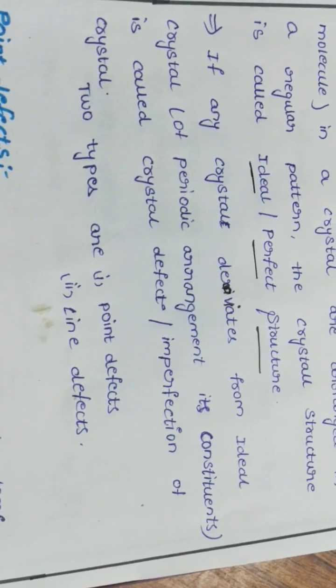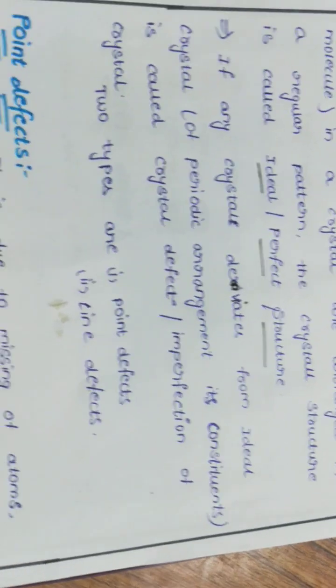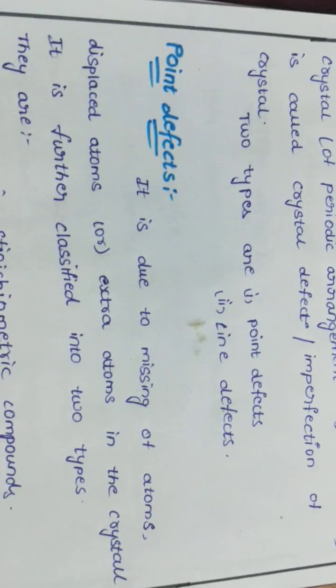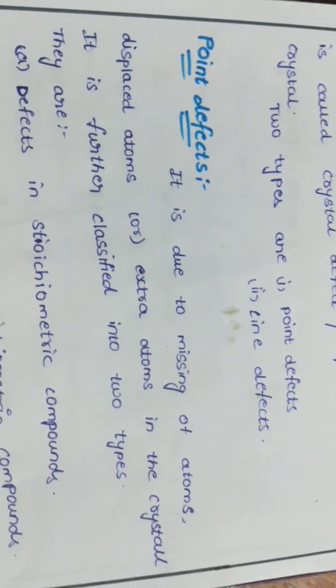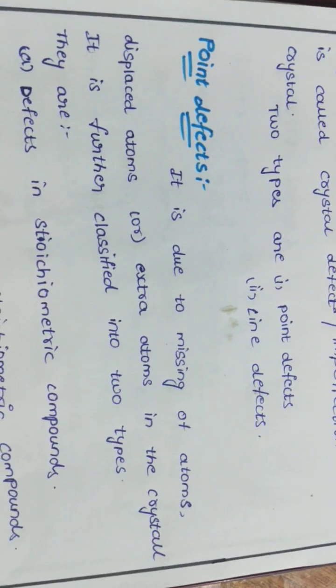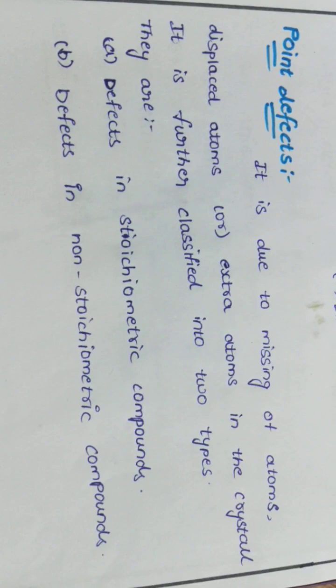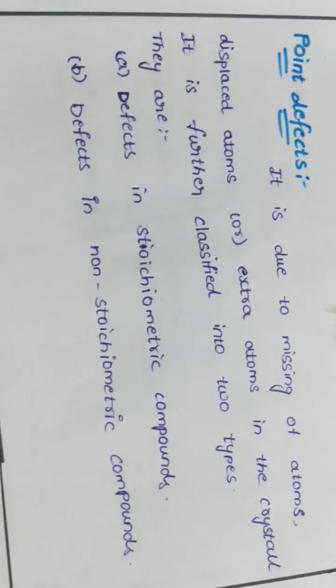There are two types of defects. They are point defects and line defects. First, point defects. It is due to missing atoms, displaced atoms or extra atoms in the crystal. It is further classified into two types. They are defects in stoichiometric compounds and defects in non-stoichiometric compounds.